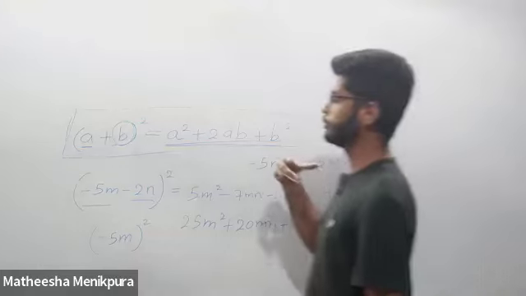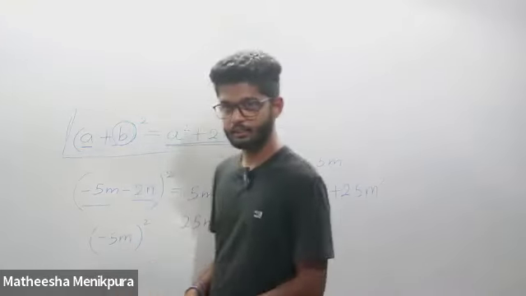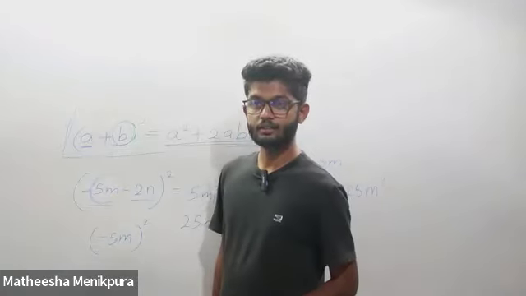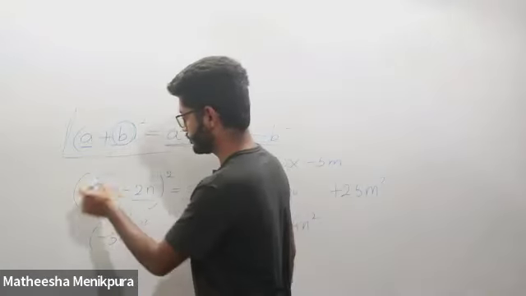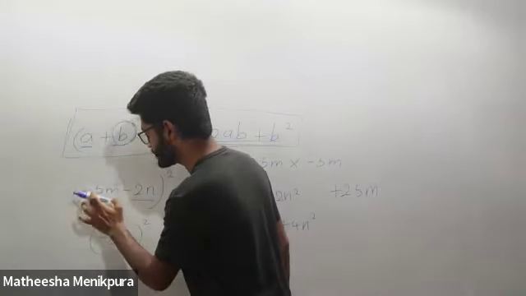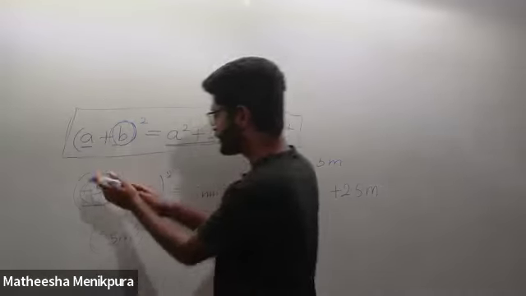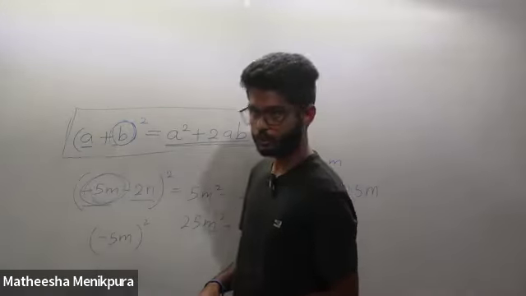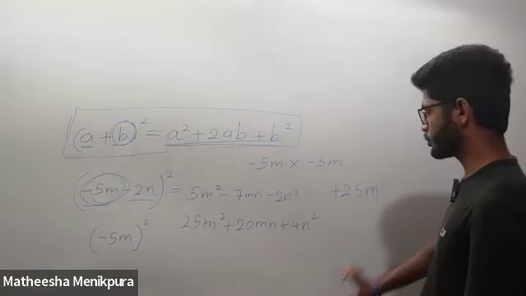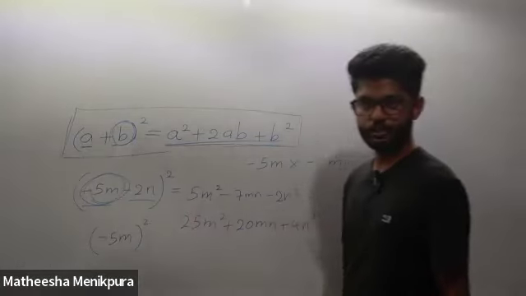When it comes to the first term, this whole thing is the first term. So not only m, the whole minus 5m is the first term. So you have to take the square of minus 5m. Square of minus 5m is plus 25m squared. So here 1 point for this one.